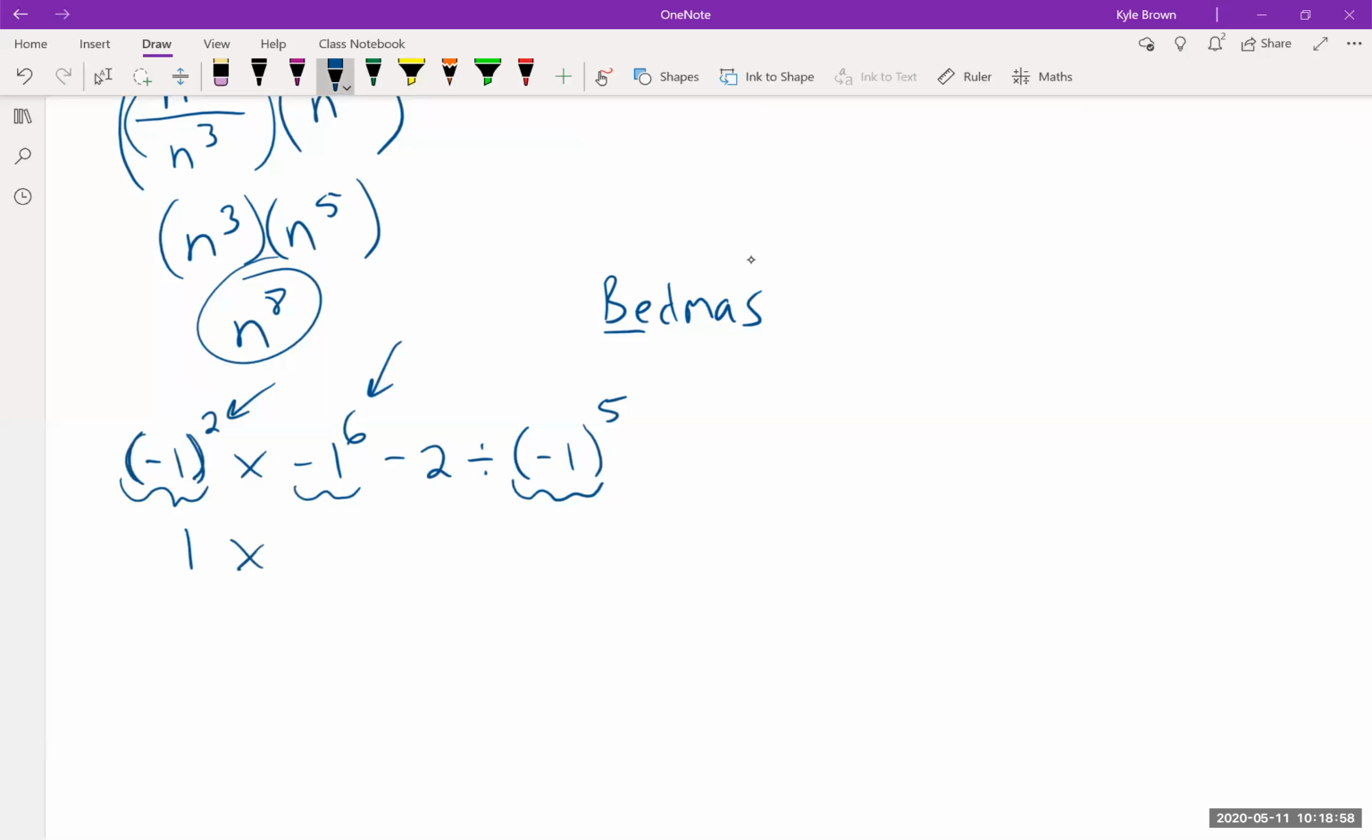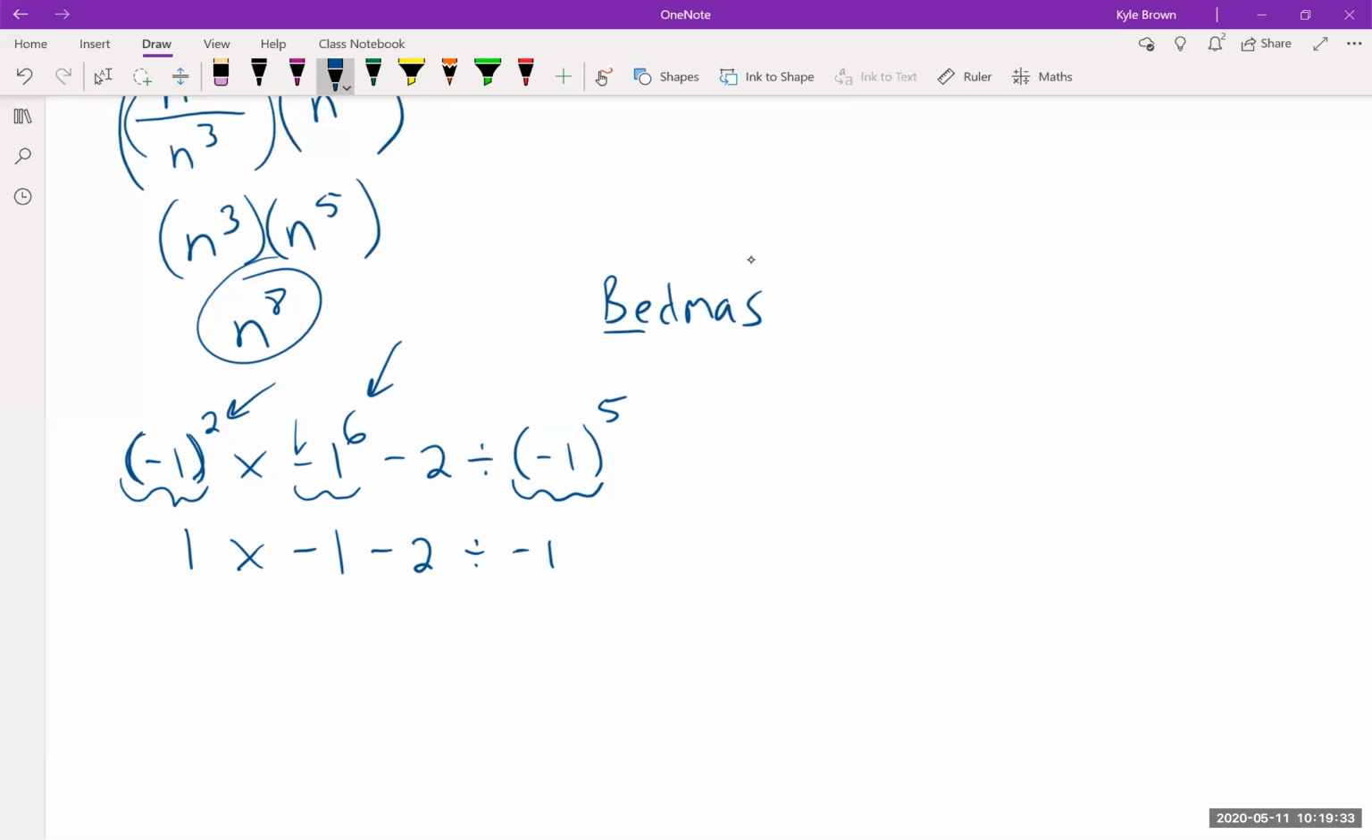Now, what about this one? Again, careful with the brackets here, because they look different. This one doesn't have those brackets. This one just has that negative tacked on the front, and then it's 1 to the power of 6. So 1 to the power of 6 is just 1, but we've still got that negative hanging out there. So this is still -1. Then minus 2 just stays the same. And I'm going to write this again, divided by, and then -1 to the power of 5, that's really -1.